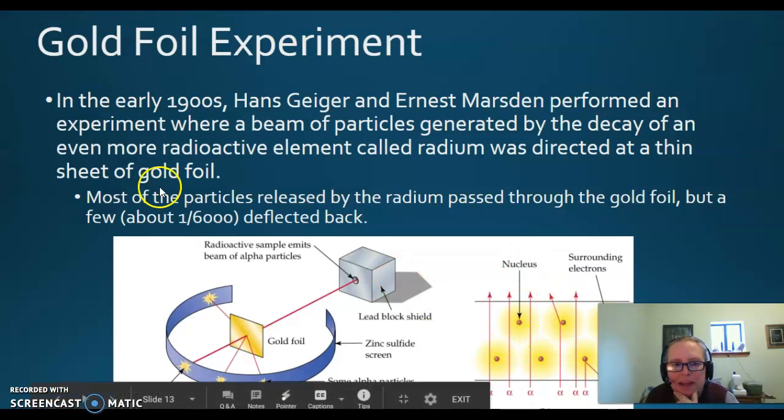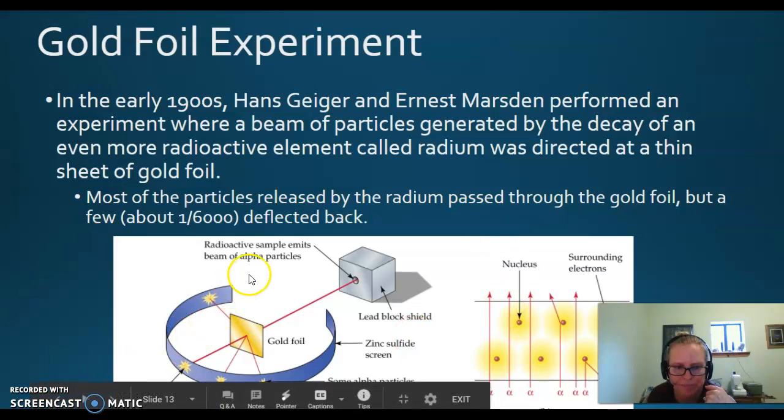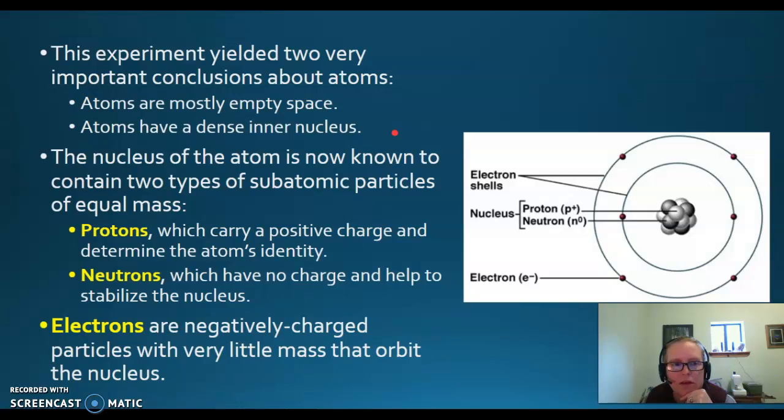But anyways, the beam was directed at a thin sheet of gold foil. So this is that gold foil experiment. Most of the particles released by the radium passed through the gold foil, but a few were deflected back. So this is kind of a drawing about that. Let me grab my pointer. The experiment yielded a couple of conclusions. The first conclusion: atoms are mostly empty space and they have a dense inner nucleus.